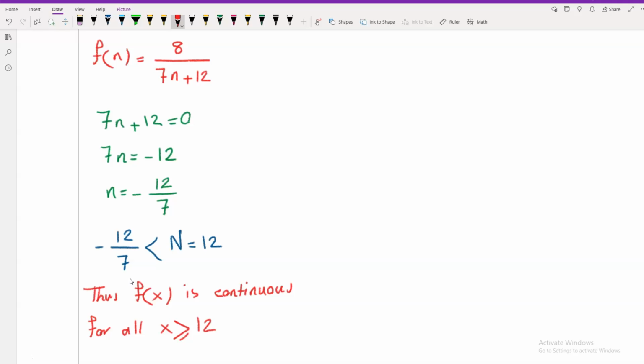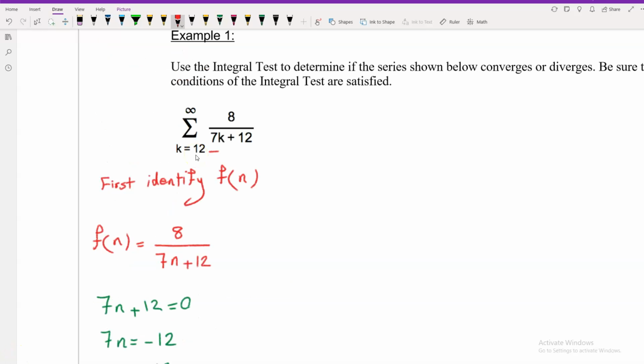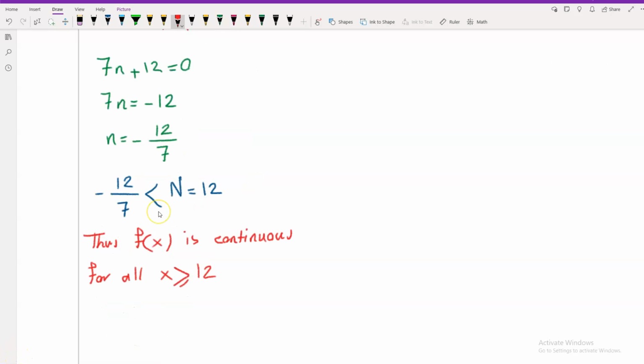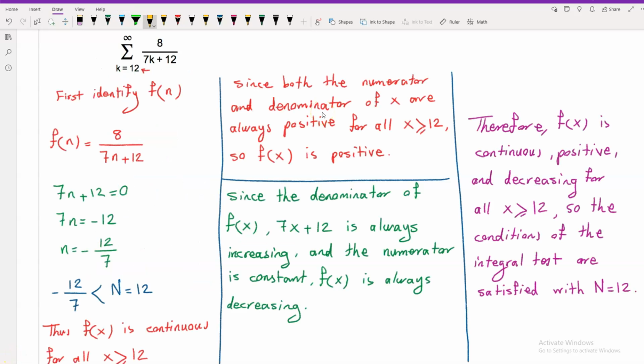And this number is less than 12, which is what we had for uppercase N, that is 12. So this number is less than 12, and what that means is our function is continuous for all x greater than or equal to 12. Since both the numerator and denominator are always positive for all x greater than or equal to 12, our f of x is positive.